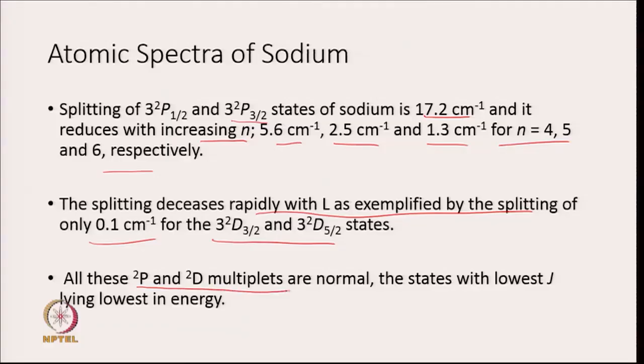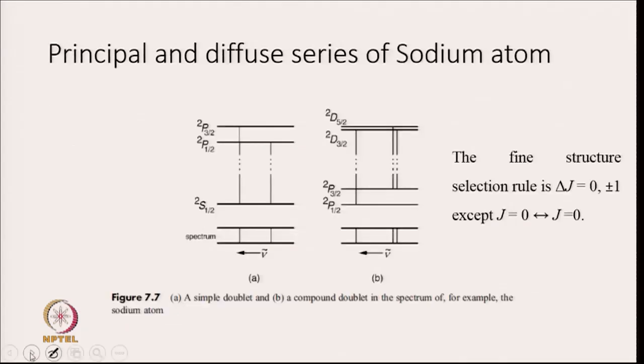All these 2p and 2d multiplets are normal, with the states with lowest J lying lowest in energy. So here are the different series of the sodium atom. What we are looking at is the transitions from S to P and P to D. This is for S to P, so the promoted electron is going to be in P; here P to D, so the promoted electron is going to be in D.